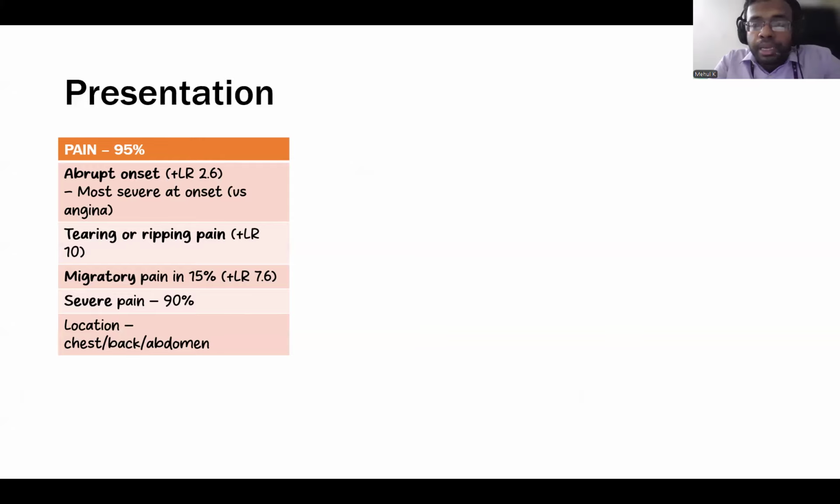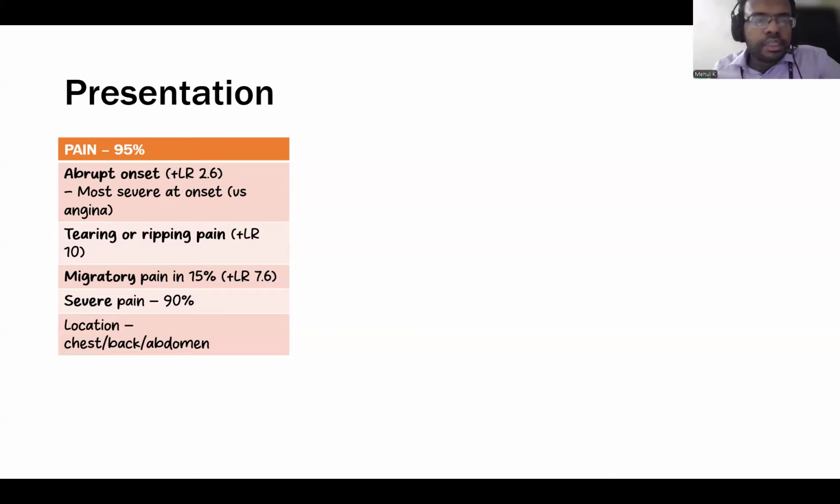Tearing or ripping type of pain, the positive likelihood ratio of this is like plus 10, which is pretty good. Anything more than 6 of likelihood ratio is pretty good for diagnosis. Migratory pain basically is going to be radiating to your back. That is seen in about 15% of the cases, likelihood ratio of plus 7. Severe pain is seen in 90%. Usually chest, back, or even the abdomen can be involved.